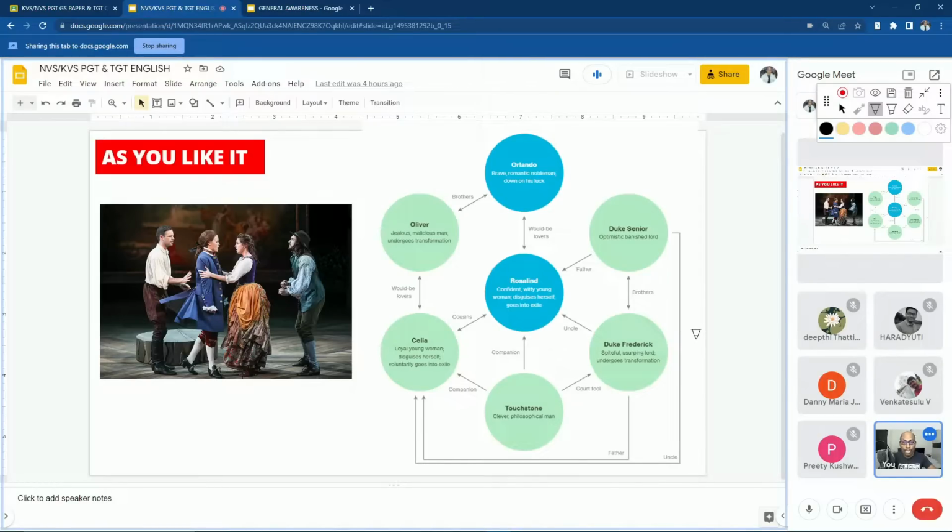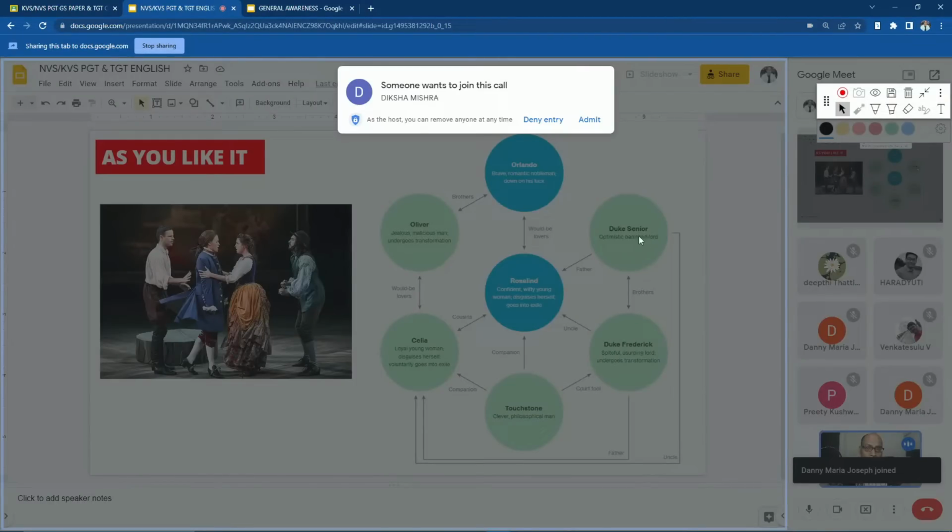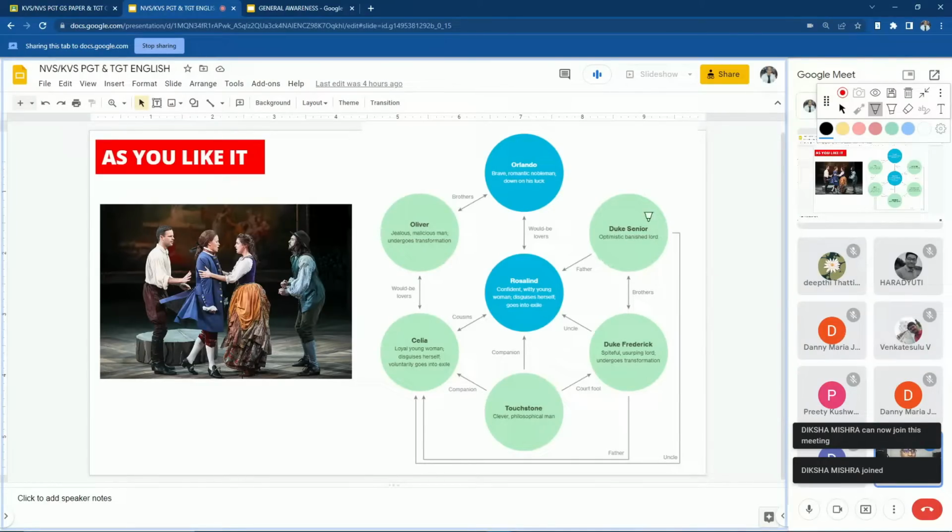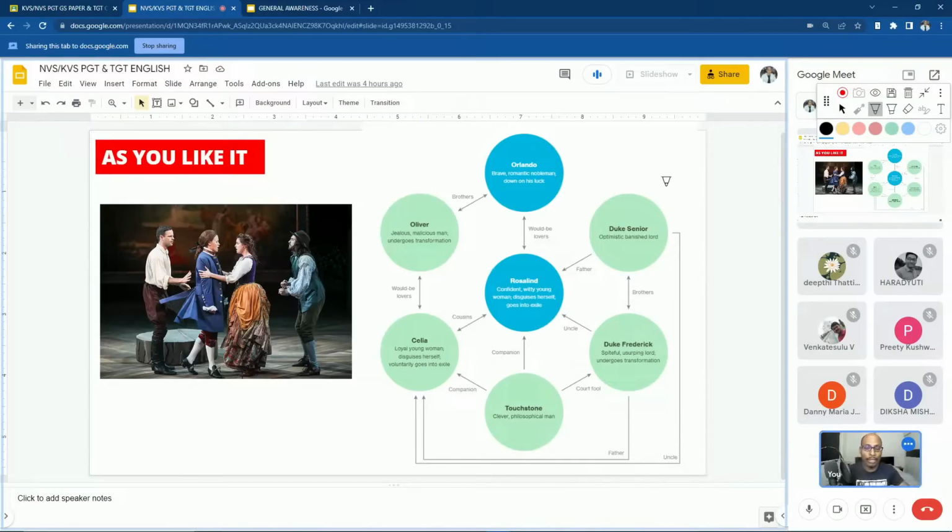She is a confident, witty young woman who disguises herself and goes into exile. That is one of the important features. I'll explain the story. Rosalind's father is Duke Senior, who is a very good person by heart. When his brother Duke Frederick wrongfully occupied the kingdom and exiled Duke Senior to the forest of Arden, Duke Senior was not sad. He accepted it, went with his followers to the forest of Arden, and spent his life there. Forest of Arden is a place you have to remember.